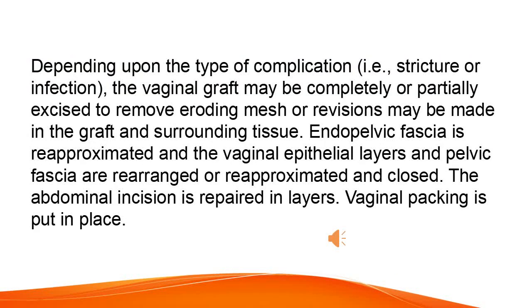Depending upon the type of complication, i.e., stricture or infection, the vaginal graft may be completely or partially excised to remove eroding mesh, or revisions may be made in the graft and surrounding tissue. Endopelvic fascia is reapproximated and the vaginal epithelial layers and pelvic fascia are rearranged or reapproximated and closed. The abdominal incision is repaired in layers. Vaginal packing is put in place.